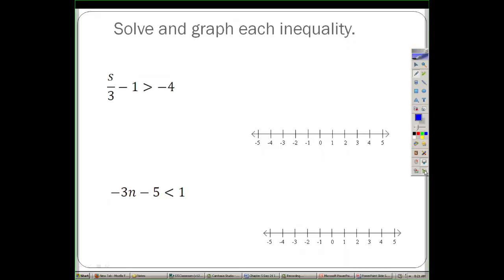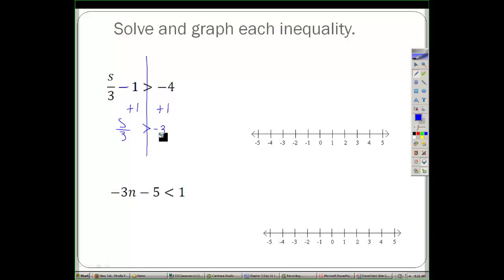Let's find out. If I want to solve for s, I need to add or subtract first to get rid of anything I can do with addition and subtraction. Then I need to multiply or divide next. This is a -1. The opposite of subtraction is addition, so I'm going to add 1 to both sides. S over 3 is greater than -4 plus 1, which is -3. So I'm a little closer to solving for s now.